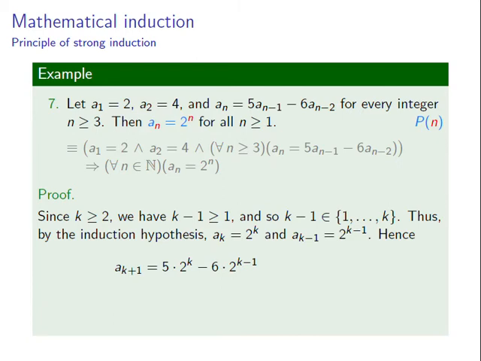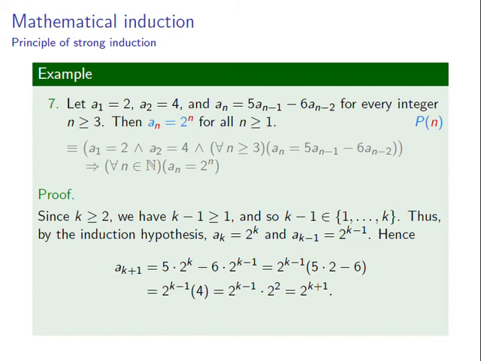Hence, a(k+1) is equal to 5 times 2 raised to k minus 6 times 2 raised to k minus 1. We can factor out 2 raised to k minus 1 from both terms to get the expression 2 raised to k minus 1 times (5 times 2 minus 6). This is equal to 2 raised to k minus 1 times 4, which is equal to 2 raised to k minus 1 times 2 squared, which is equal to 2 raised to k plus 1.